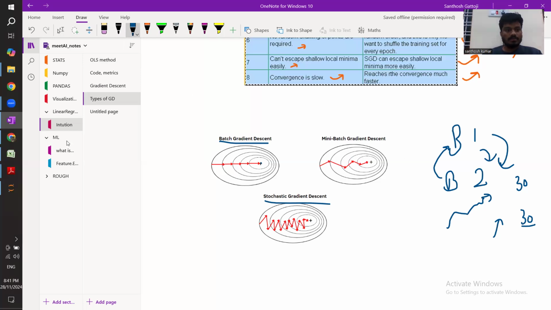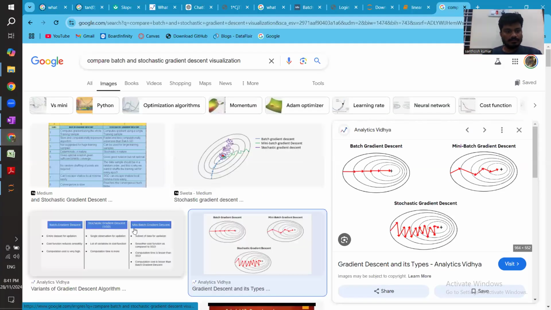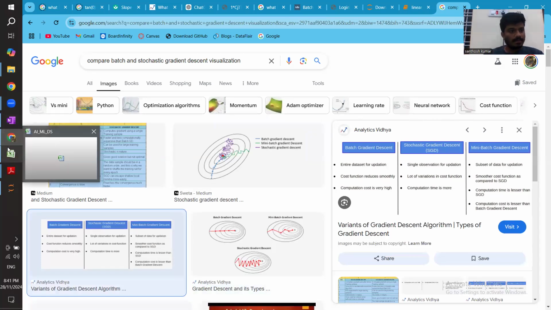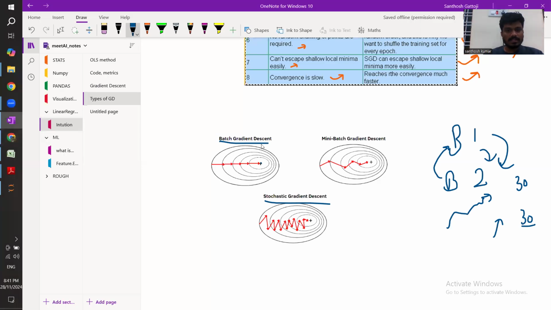I hope you understood these points. Any doubts regarding the theory?